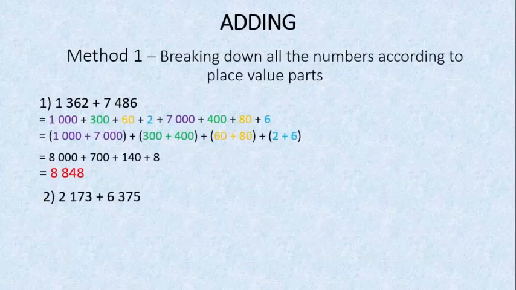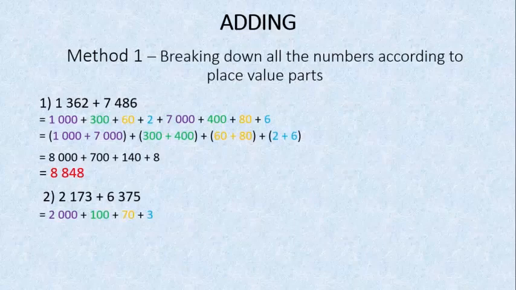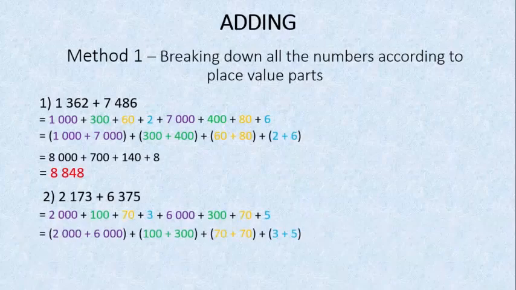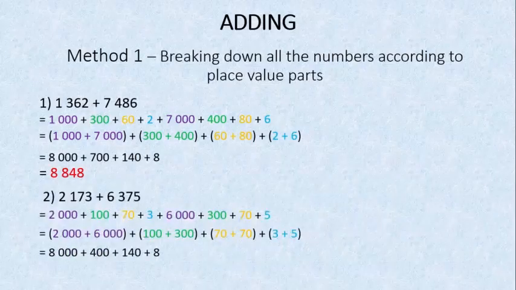Number 2. 2,173 plus 6,375 equals 2,000 plus 100 plus 70 plus 3 plus 6,000 plus 300 plus 70 plus 5. Let's group them together. Equals 2,000 plus 6,000 plus 100 plus 300 plus 70 plus 70 plus 3 plus 5 equals 8,000 plus 400 plus 140 plus 8. And our final answer is 8,548.